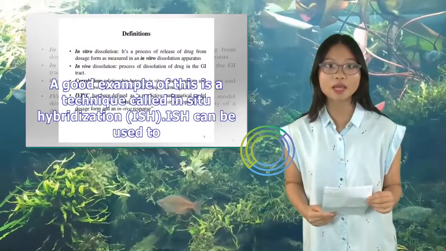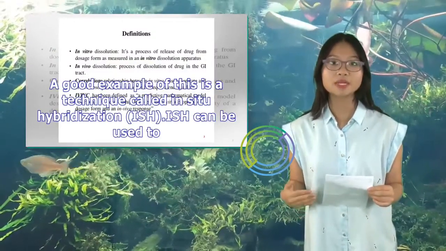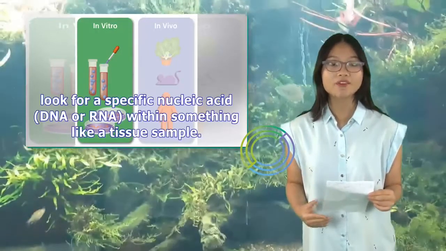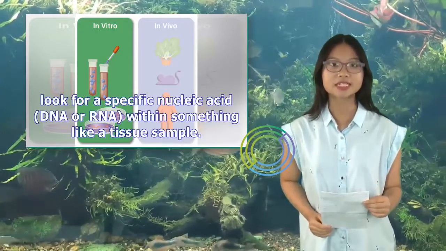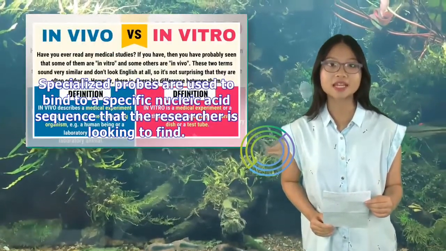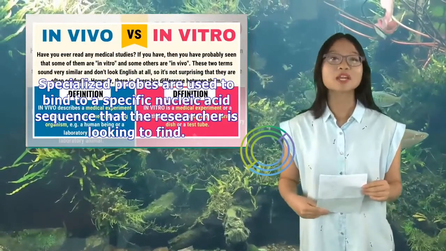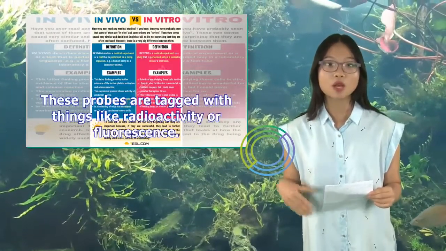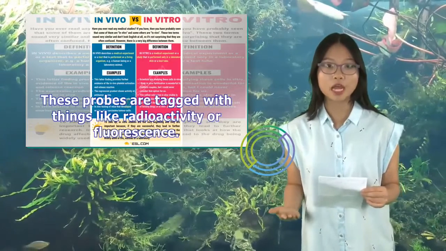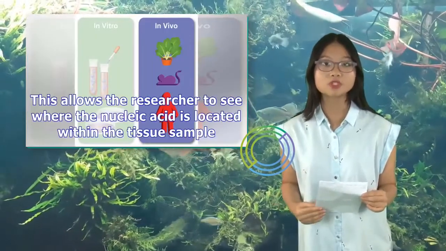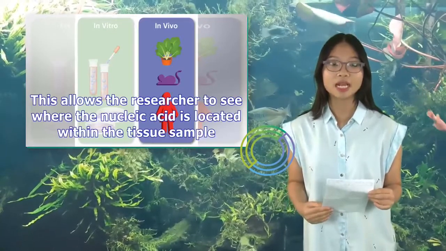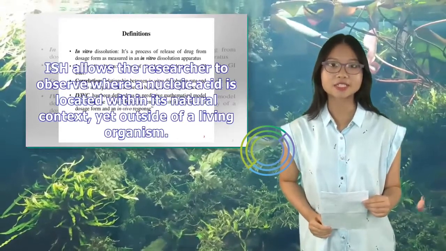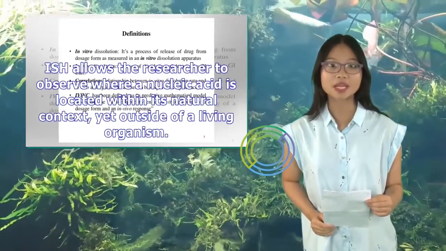A good example of this is a technique called in situ hybridization, ISH. ISH can be used to look for a specific nucleic acid, DNA or RNA, within something like a tissue sample. Specialized probes are used to bind to a specific nucleic acid sequence that the researcher is looking to find. These probes are tagged with things like radioactivity or fluorescence. This allows the researcher to see where the nucleic acid is located within the tissue sample. ISH allows the researcher to observe where a nucleic acid is located within its natural context, yet outside of a living organism.